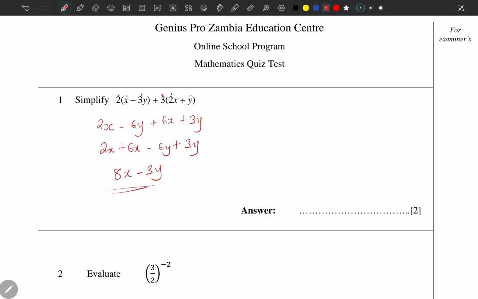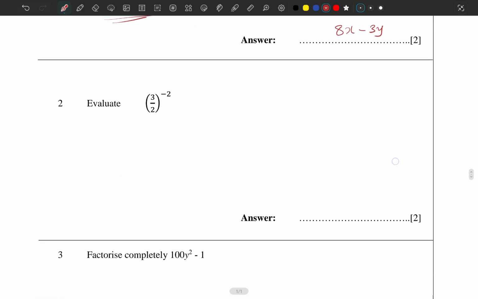Please do not forget to report your answer in the answer space here. Just like that, and you are done. Right, so check the signs, check if the addition and the subtraction is correct before you move to the next question, or you can check later.